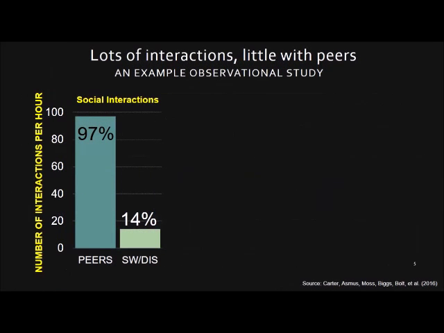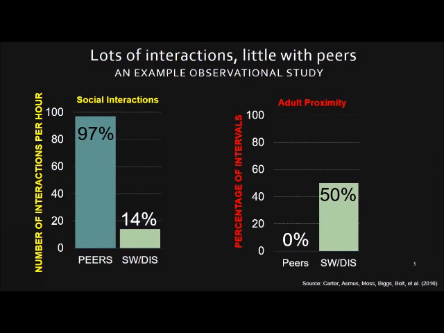Then we looked at another study, we looked at how many interactions typical kids have in a class period in an hour versus how many interactions a student with a significant disability has. And you can see there's a significant difference. Peers, 97% of the time they are involved in some type of an interaction, but students with disabilities only 14% of the time. It also looked at the percentage of time students are within direct proximity of an adult. And for peers, it was 0% of the class period that they were in direct proximity of adults. But students with significant disabilities, 50% of the time.